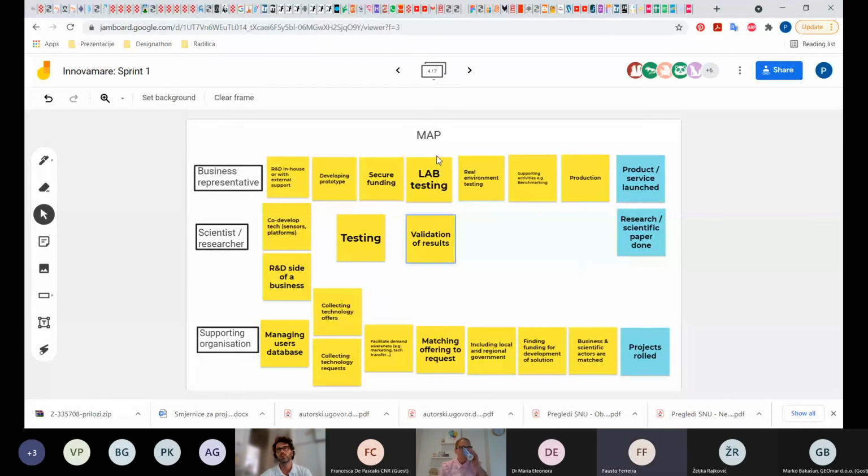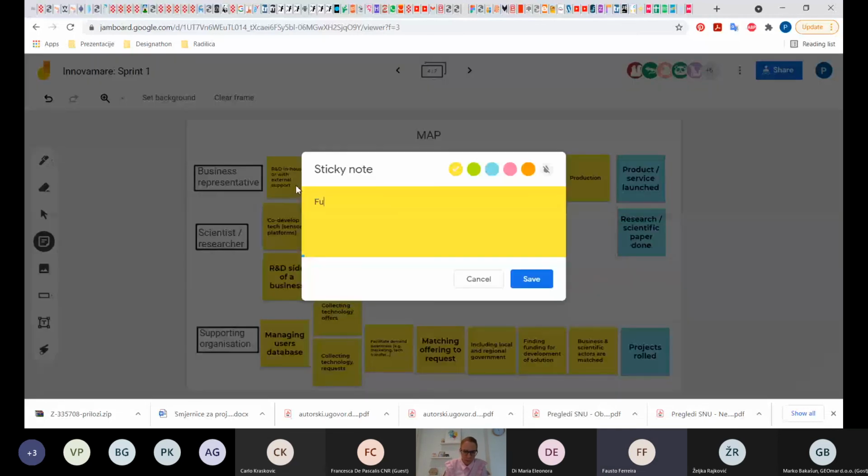I'm fine with it. Hi, this is Fausto. Maybe we could add, on the scientist researcher side, besides the scientific paper done, also scientific proposals done, future project proposals, let's say. So after the scientific paper is done, basically, or in parallel. So also in blue, I think it could be in parallel, so below. As one of the results. Exactly, yeah.